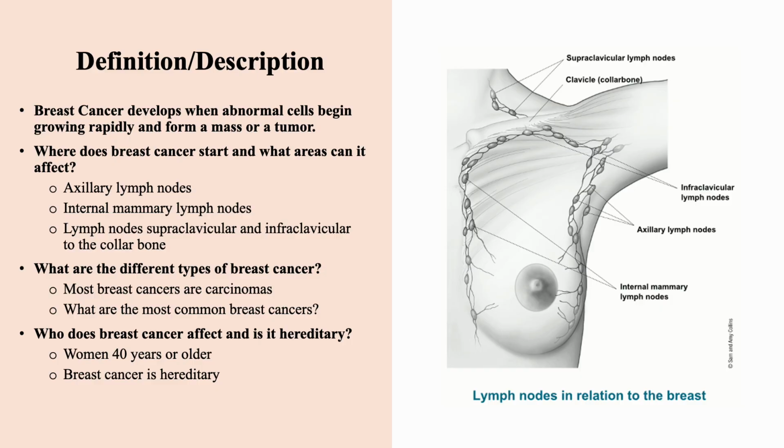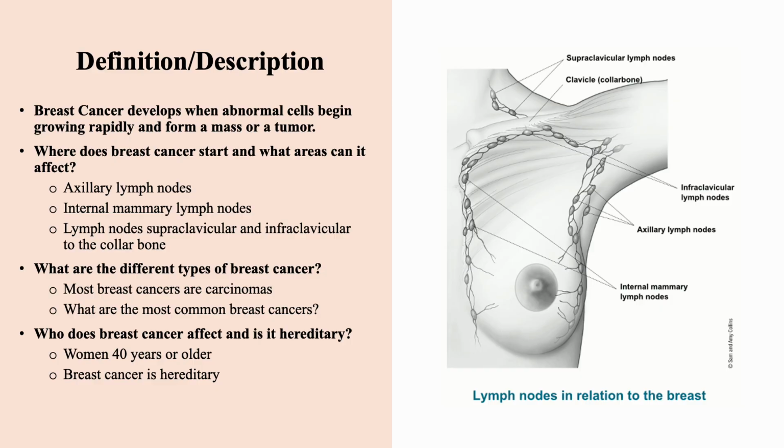One of the questions I wanted to answer, and I asked myself while doing this, is where does breast cancer start and what areas can it affect? So breast cancer starts when the cells in the breast, such as the cells lining the ducts and lobules, begin to grow abnormally. And it very commonly starts and spreads into the axillary lymph nodes, which are located outside of the breast in the armpit area.